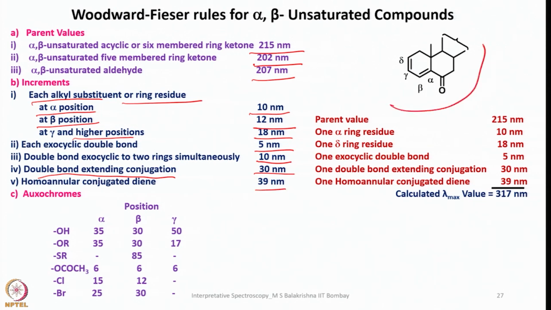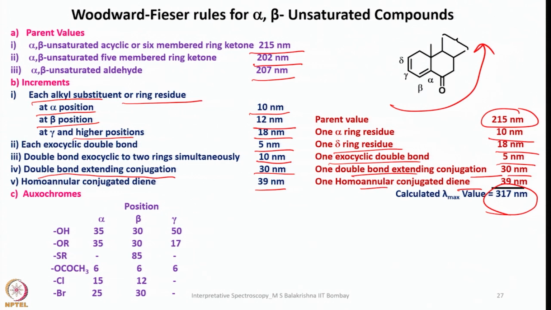So one such example is considered here. The parent value is 215 here, because this is an alpha beta unsaturated 6-membered ring. Then one alpha ring residue is there, 10 nanometer, and one delta ring residue is there, 18 nanometer, one exocyclic double bond is there, 5 nanometer, one double bond extending conjugation 30 nanometer, and one homoannular conjugated diene is there, 39 nanometer. So the calculated lambda maximum value for this compound, considering the increments added to the parent value, comes around 317 nanometer. One can conveniently use this method to predict the lambda maximum value, and then that can always be compared with the experimental value.